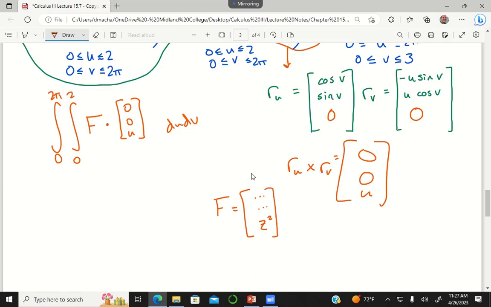Well, at the top of my cylinder, z is what? 3. So that's going to be 3 squared. So my integrand is the dot product between stuff I don't care about and 3 squared, and then (0, 0, u). So my integrand here is going to be 9u.